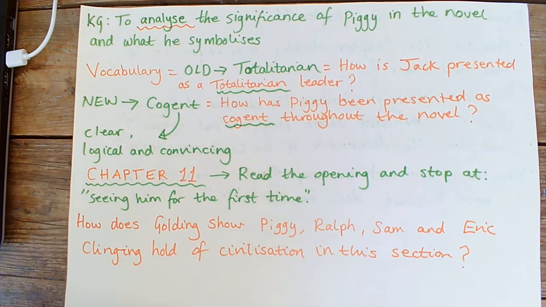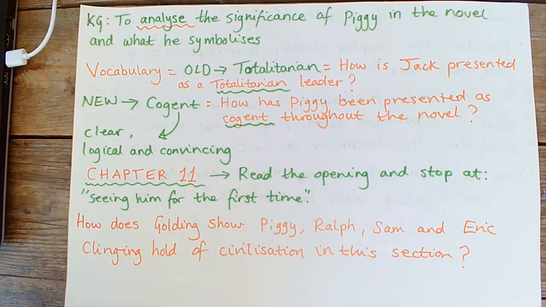I've chosen to ditch the PowerPoints and instead write it out on paper like I've been doing for the other classes, because it just means you can see it hopefully a lot more clearly than trying to read the glare from the PowerPoint. So our knowledge goal today is to analyse the significance of Piggy in the novel and what Piggy symbolises. So we're going to start as always with the vocabulary.